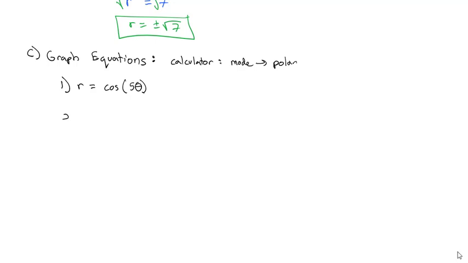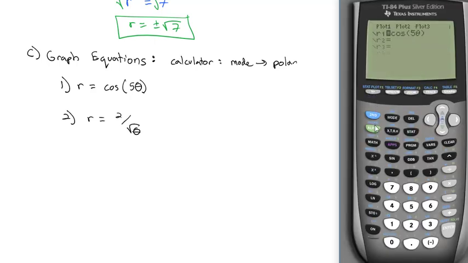Let's try and graph another one. Let's graph the radius is equal to 2 divided by the square root of theta. We'll hit y equals, clear, 2 divided by the square root of our angle theta. Let's see what that looks like. Can't quite see that very well. Let's hit zoom fit again, see if that helps us. Well, that's an interesting curve. Bends around.